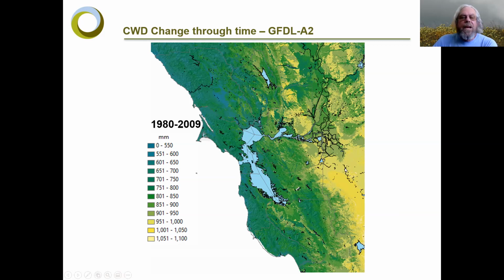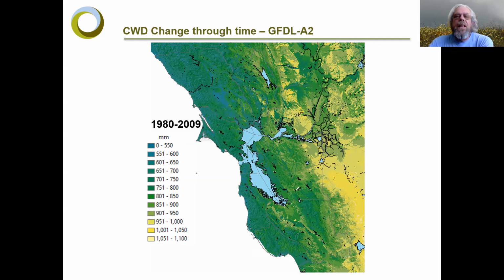You can see the very arid areas in the Central Valley and on the east slope of the inner coast range. And as we get towards the coast, we're getting darker and darker colors, meaning that CWD is lower, i.e. there's less drought stress.